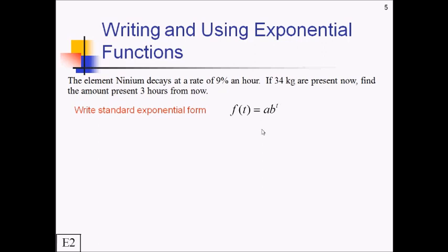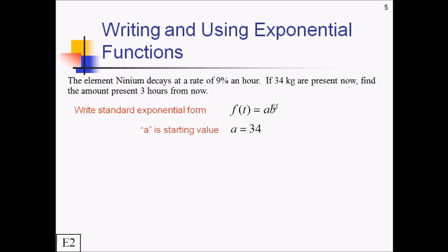So now I have to figure out what a, b, and t are. Let's start with a. A, we said, is our y-intercept. In real-life terms, that's going to be our starting value for the problem. So they said 34 kilograms are present now. That means 34 kilograms will be our a value.